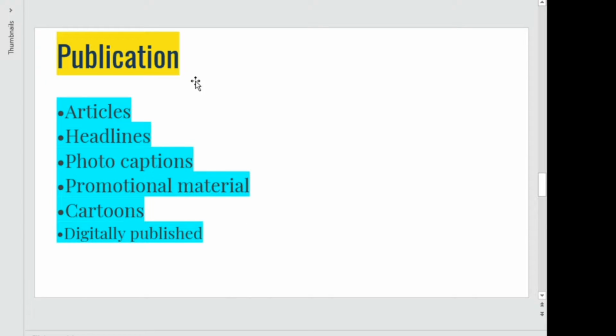So, these are the different types of publications. Saan ba pwedeng isulat or mabasa ang mga libelous na pahayag? Okay, so it could either be in articles, headlines. So, basically, ito yung mga nasa newspaper or mga digital newspaper, photo captions, pwede rin, promotional material, cartoons, and all digitally published material. Okay, so kasali na siya sa libel case.